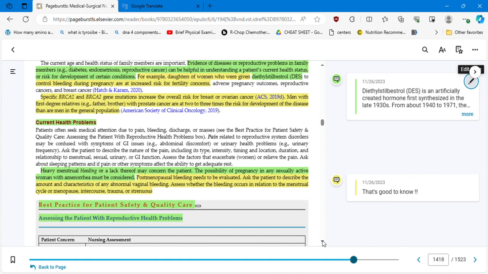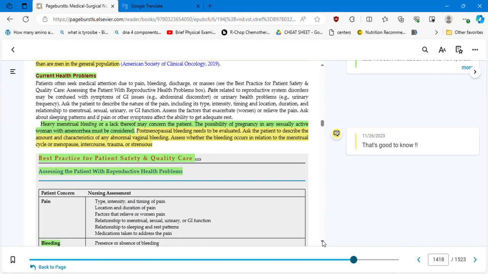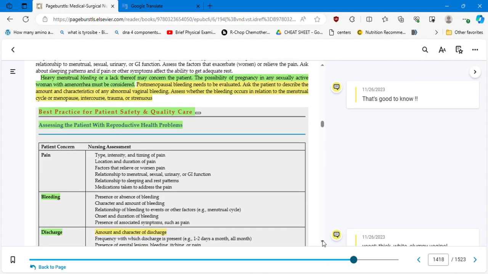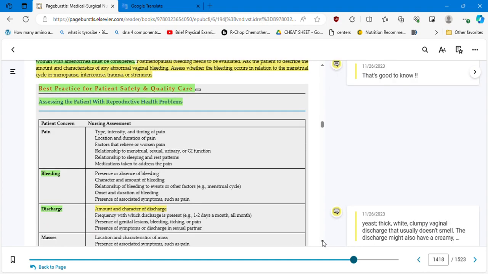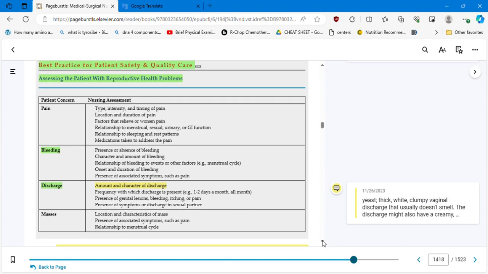Ask the patient to describe the amount and characteristics of any abnormal vaginal bleeding. Assess whether the bleeding occurs in relation to the menstrual cycle or menopause, intercourse, trauma, or strenuous exercise. So this is the best practice for patient safety and quality care. Assessing the patient with reproductive health problems: you see bleeding, presence of bleeding, discharge, amount and character of discharge.